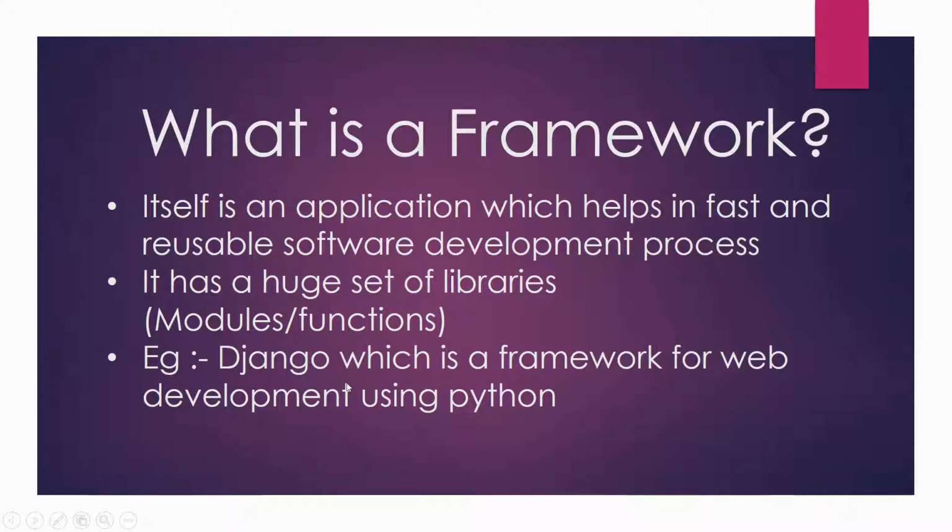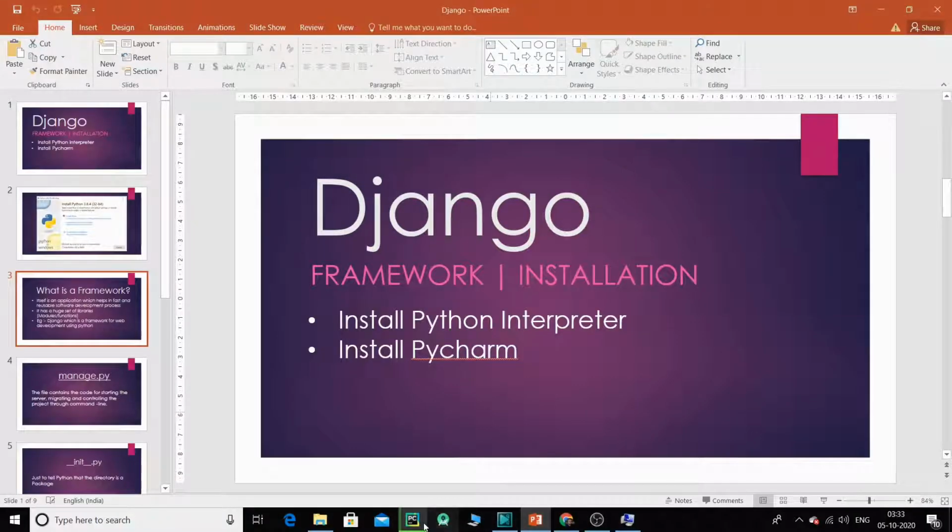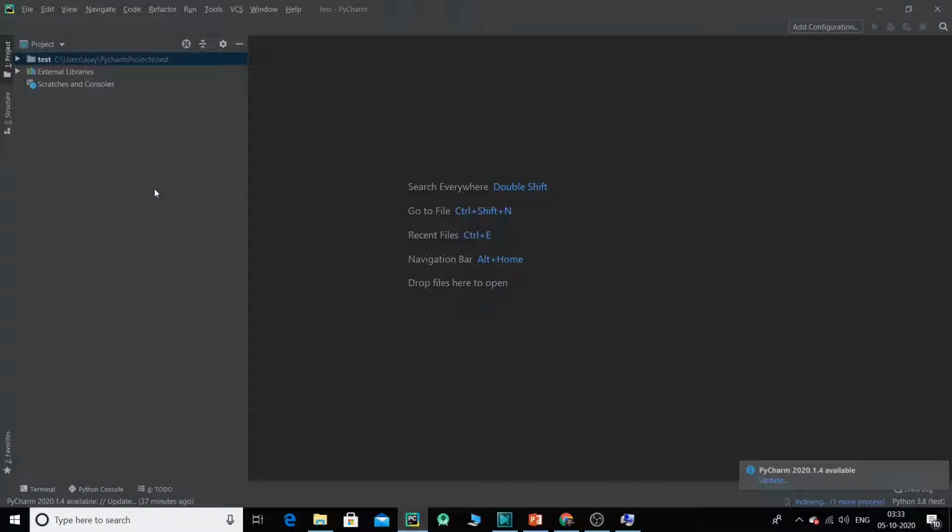So Django is a framework which is used for web development using Python. Python is the language for Django, so it is developed in Python basically. So that is about the framework. And then let us check our application. Okay, now it has started. It has now created a virtual environment, that is test.